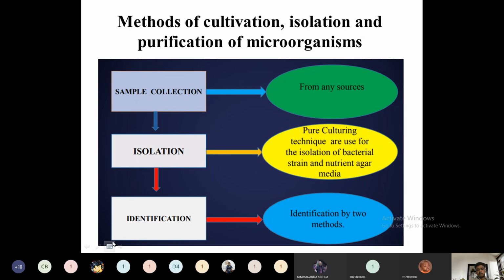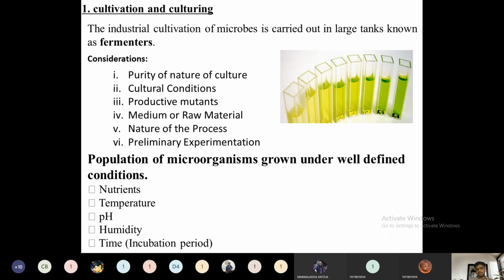After identification, whatever microorganisms we have collected, we come to know whether we require these microorganisms or whether we have to culture a separate batch of microorganisms. Out of this, the first one is cultivation and culturing. Cultivation and culturing is nothing but increasing that microorganism. If you see, this is a culture. This is a media. Media is nothing but food.